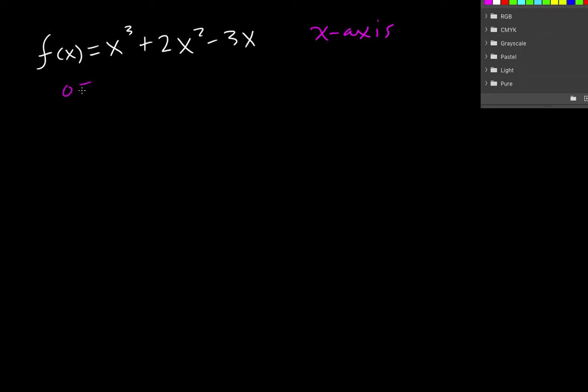This next one's going to have some crazy simplification. So let's see, plus 2x squared minus 3x. And the x-axis. Okay, so this is kind of the same thing. We want to set this equal to 0 to see where it crosses and to get a rough idea of what it looks like.